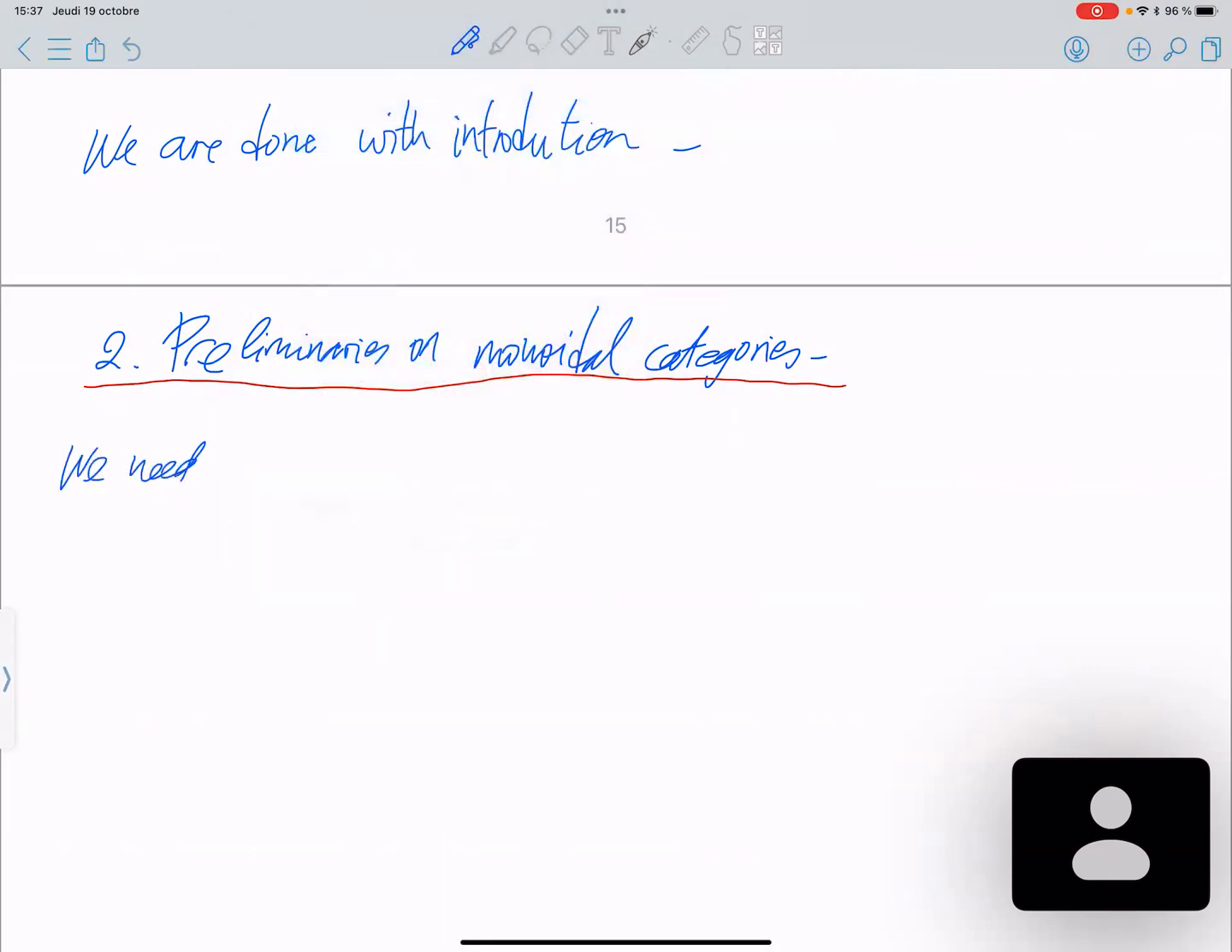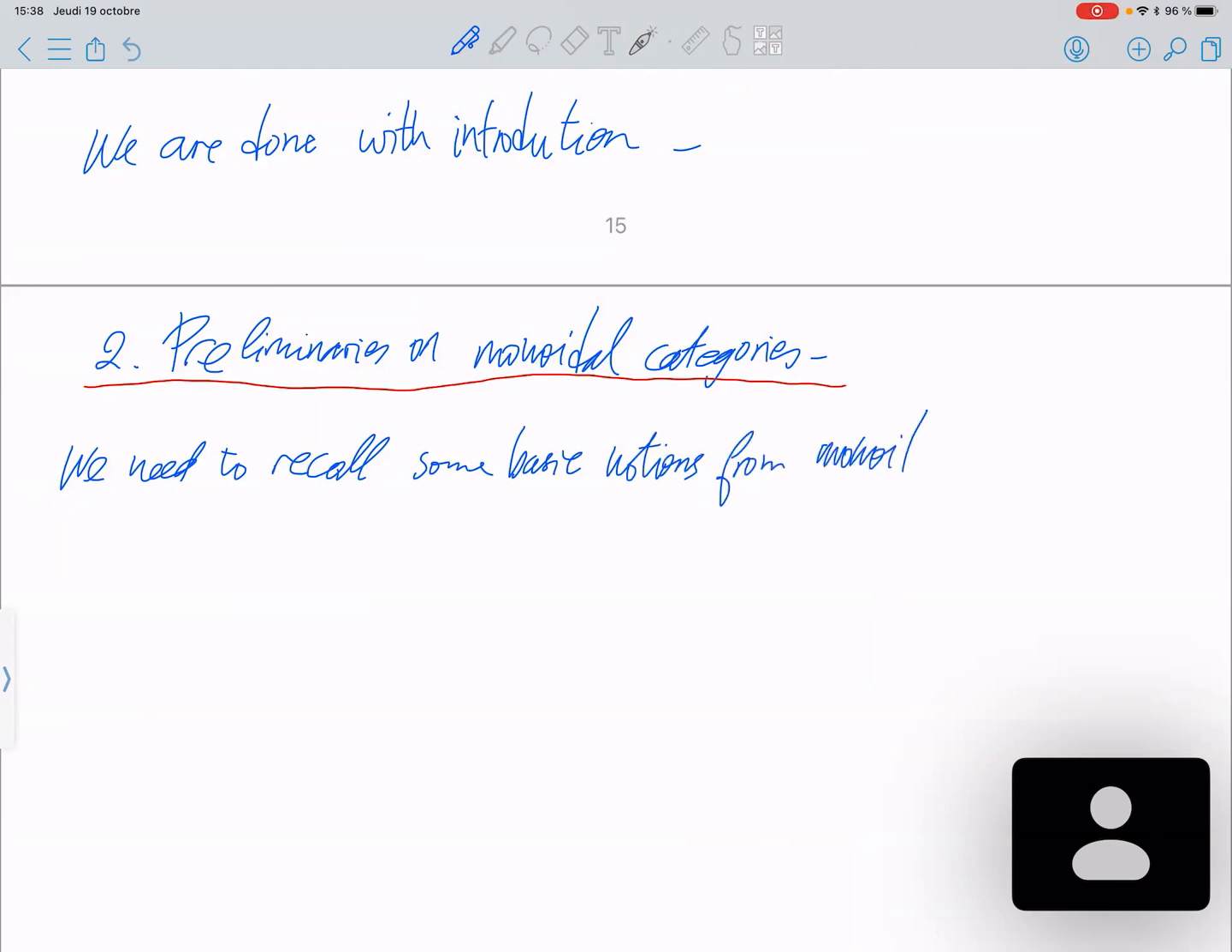So we need to recall some basic notions from monoidal category theory and graphical calculus.